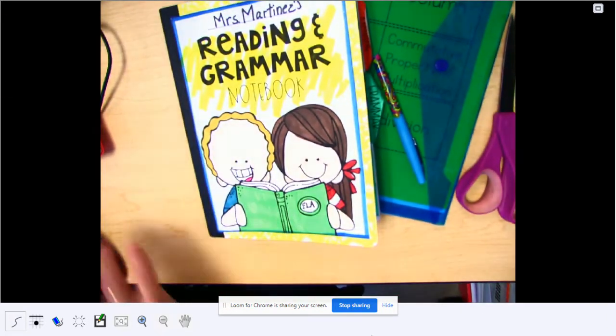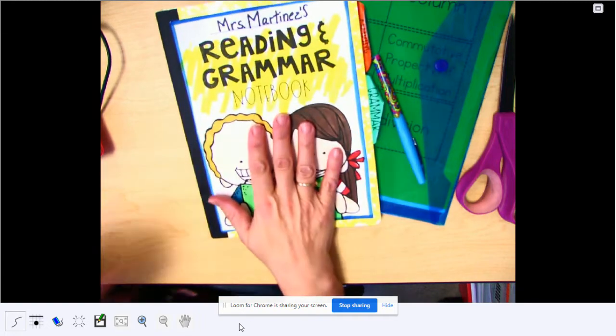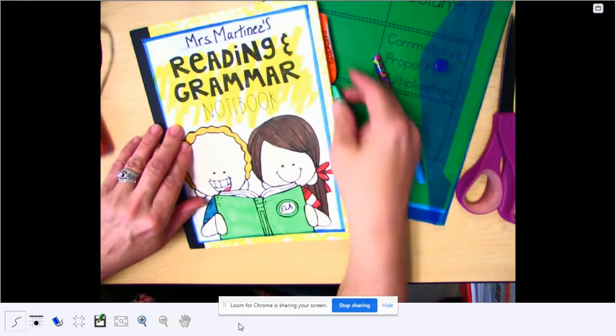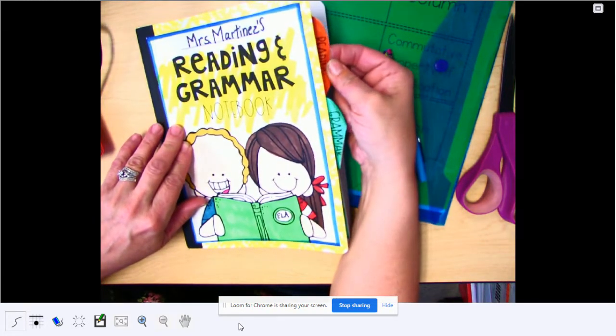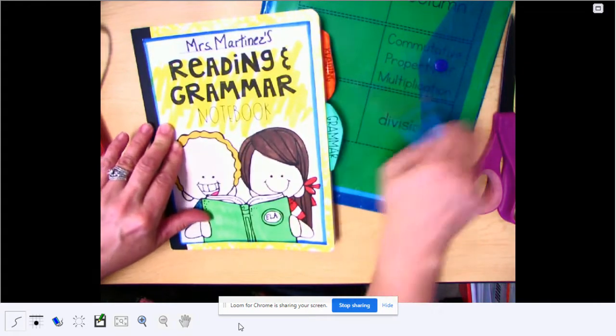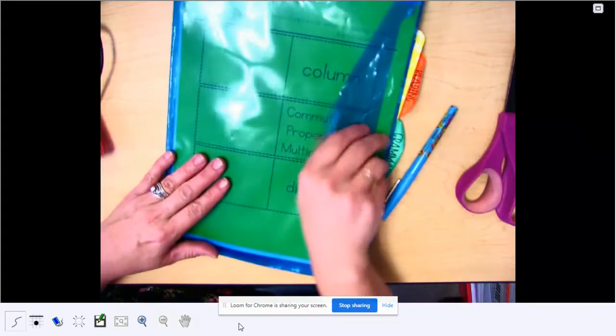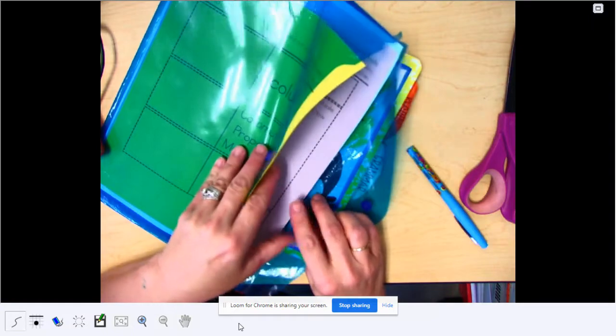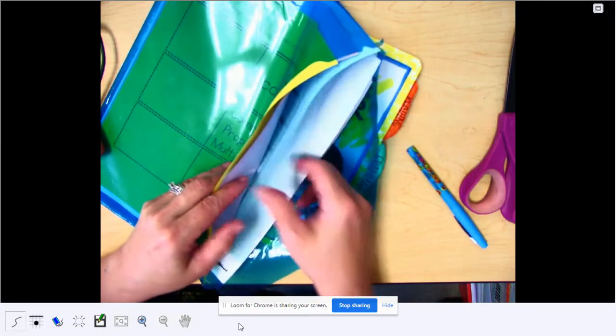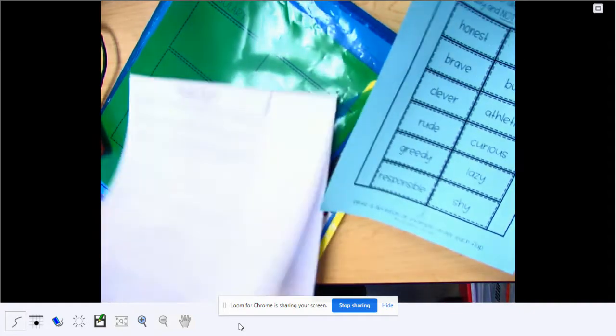All right. So today we are going to work in our reading section of our notebook. So this one, reading back here. We're going to need our envelope. We're going to open that up, look for the character trait page, and we're going to take off the one that says Sweet Tooth and put this one back.